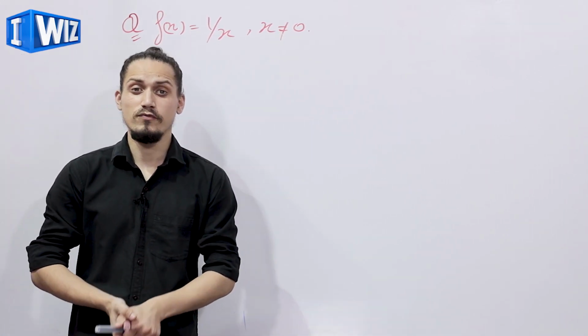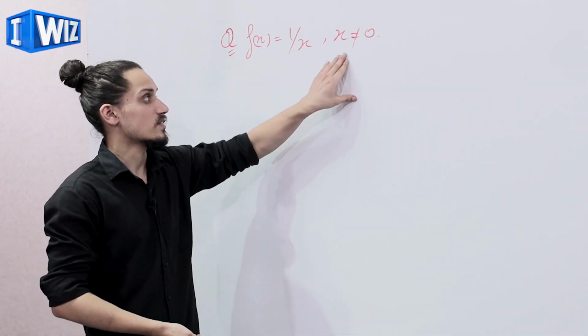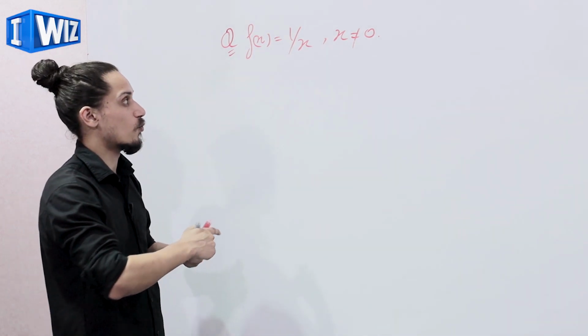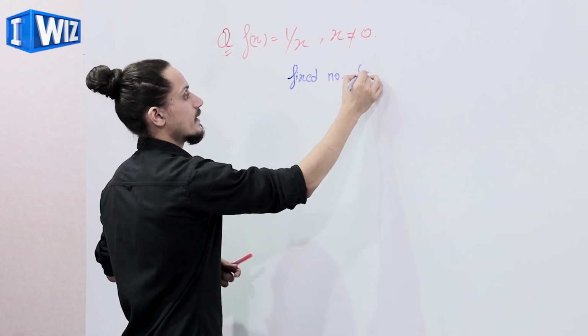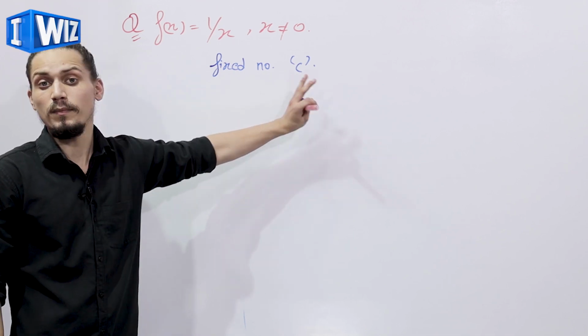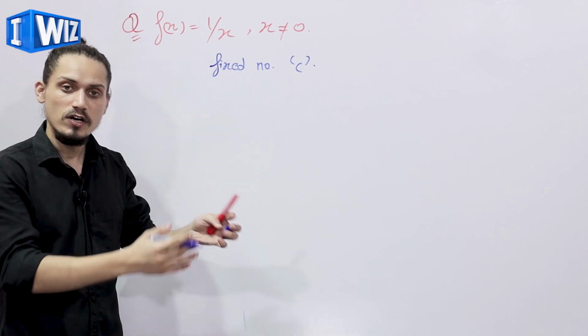Now next example is we have to check the continuity of this function f of x is equal to 1 by x, where x is not equal to 0. Now we are not given a point of discontinuity, so we'll suppose a fixed number c, and we'll check its continuity at this point C. Now C can be any number from its domain, so we'll check its continuity on the whole domain, implies the function is continuous.